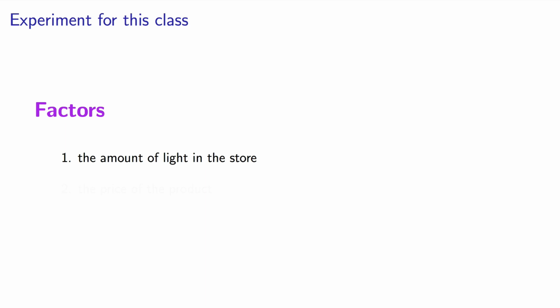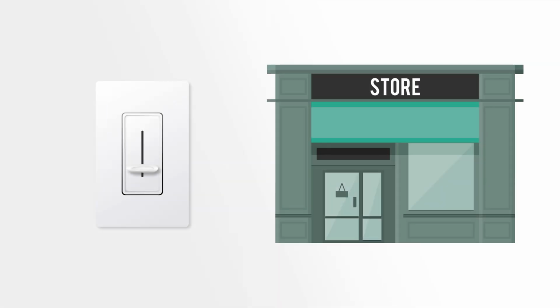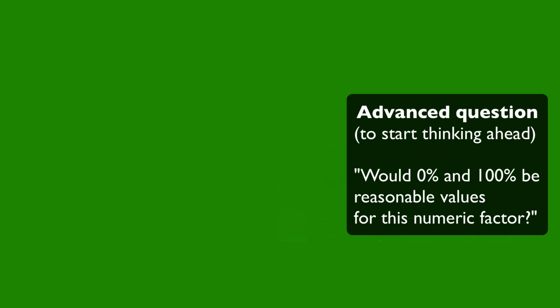The first factor is the amount of light in our store. We can use a dimmer knob to control how much light is in the store. We can put that knob at 50% or 75%, for example. A low amount of light or a high amount of light.